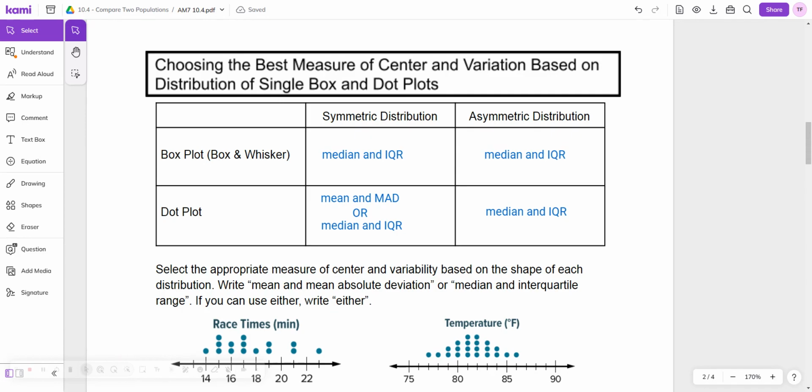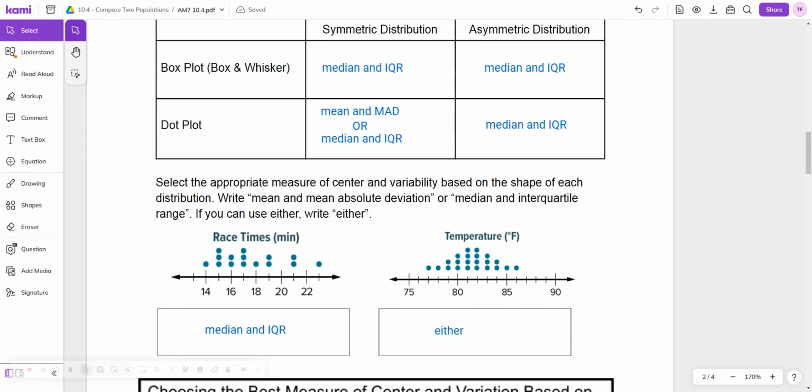Over here on the right-hand side in temperature one, you would see that if I were to fold this in half, it would match up exactly. So this is a symmetrical distribution. This is also a dot plot. So dot plot, symmetric distribution: I can use the mean and MAD, or I can use the median and IQR. So on that one, I wrote either.